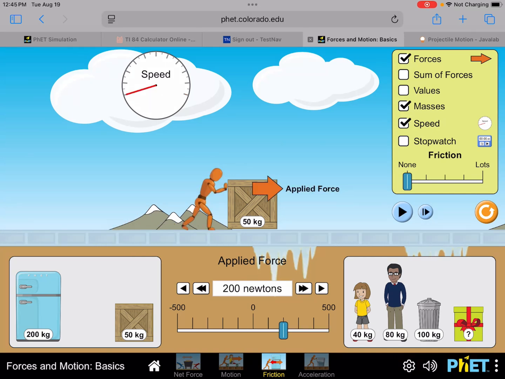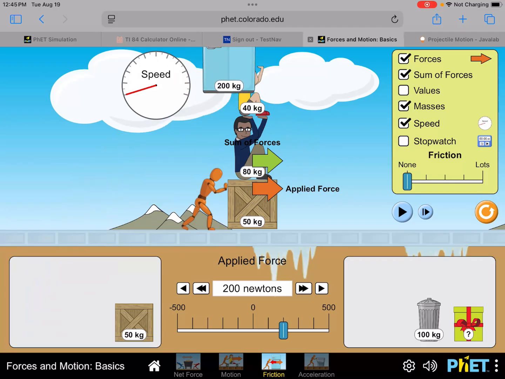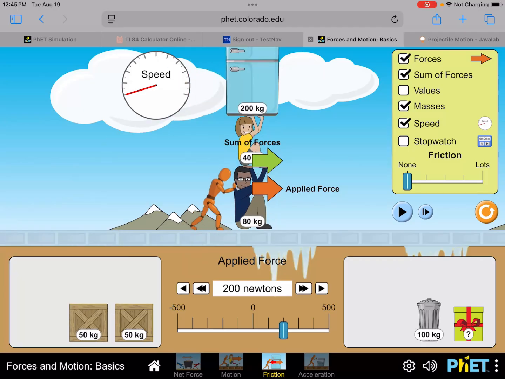All right, but what about mass? So I'm going to keep the same applied force, still 200 newtons, okay? But I'm going to make this thing a lot heavier. Oh, okay, there we go. Now he's pushing a much heavier object, right? So same force, but a much heavier object. Let's see what happens to the acceleration.